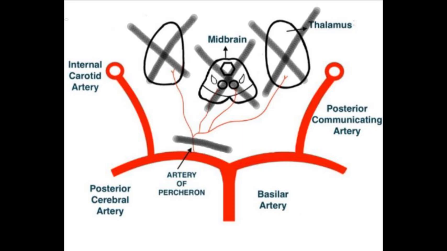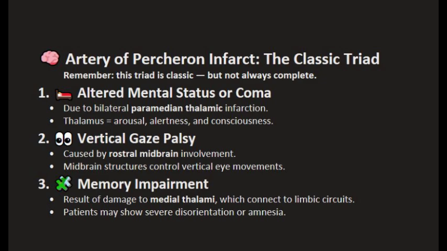So what's the clinical presentation? There's something we call the artery of Percheron stroke triad, and it's classic, but these three may not always be present. So, one, you have altered mental status or coma, and this is because the thalamus controls arousal and alertness. Two, you have vertical gaze palsy, and this is due to midbrain involvement. Three, you have memory impairment, and this is due to bilateral thalamic damage.